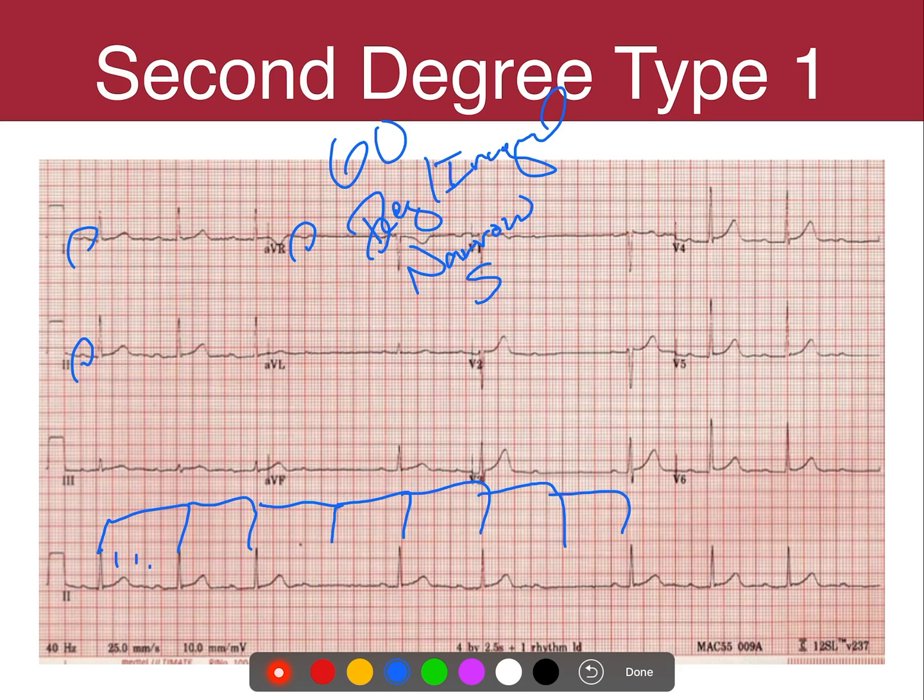So this is sinus. Next thing we look at is our PR intervals, right? If we look at the rhythm strip down here at the bottom, we can see that things are gradually getting longer, longer, and longer until we have a P wave with a dropped QRS, and that tells us this patient has sinus rhythm with a second degree AV block type 1. Okay, so that's how that goes.